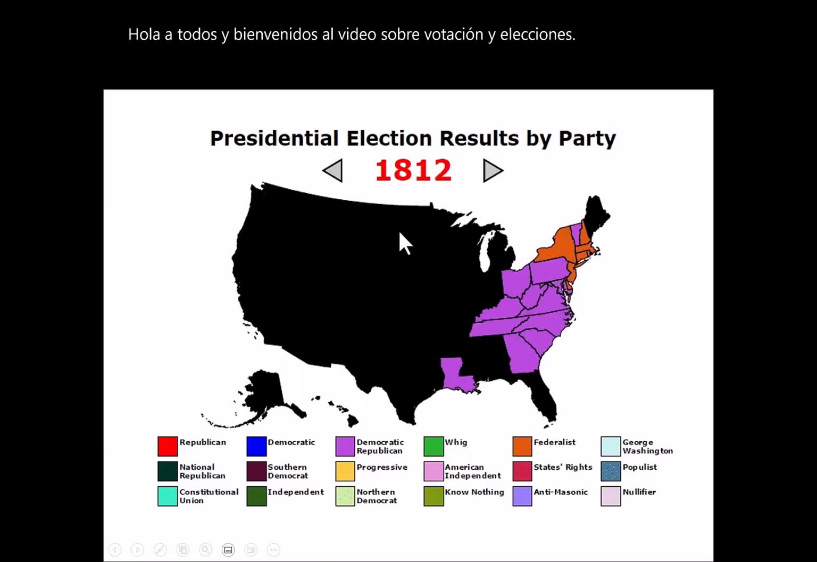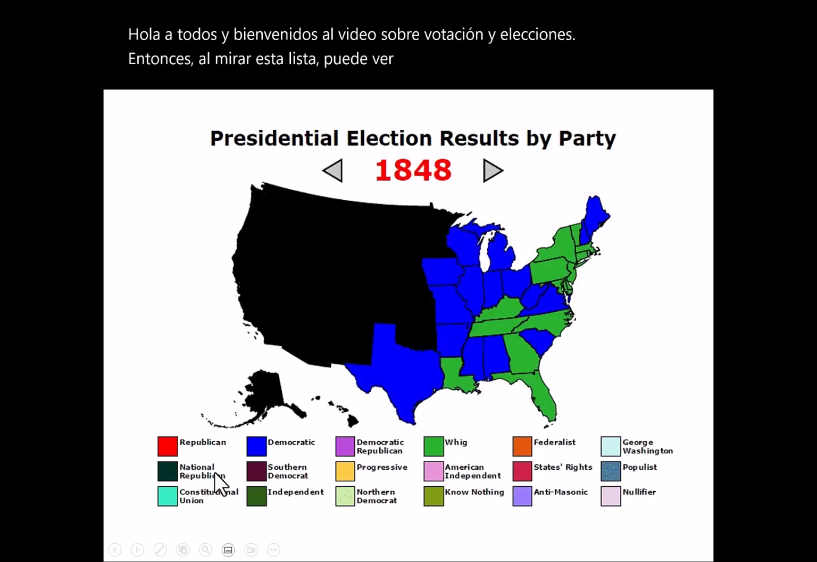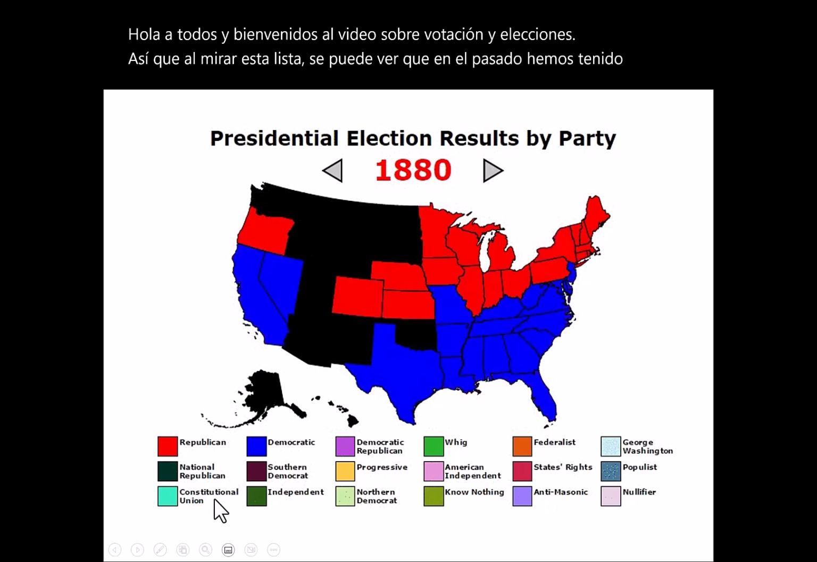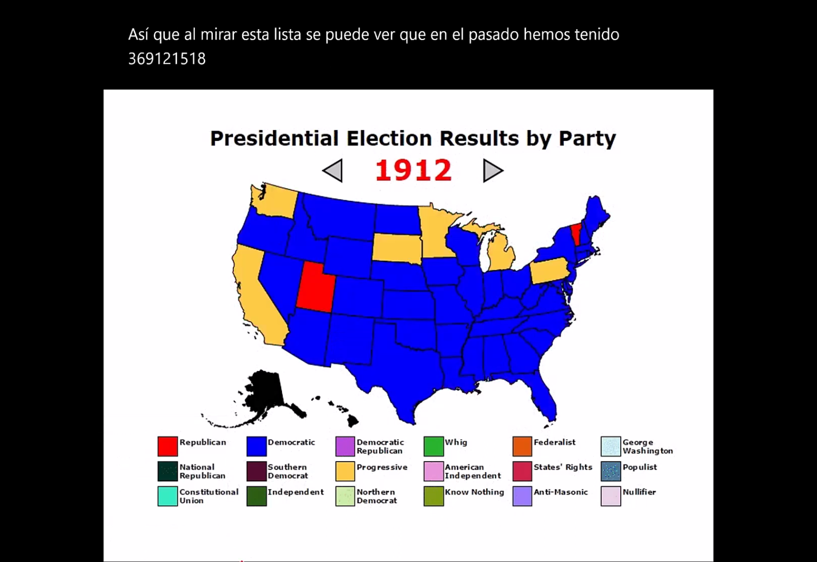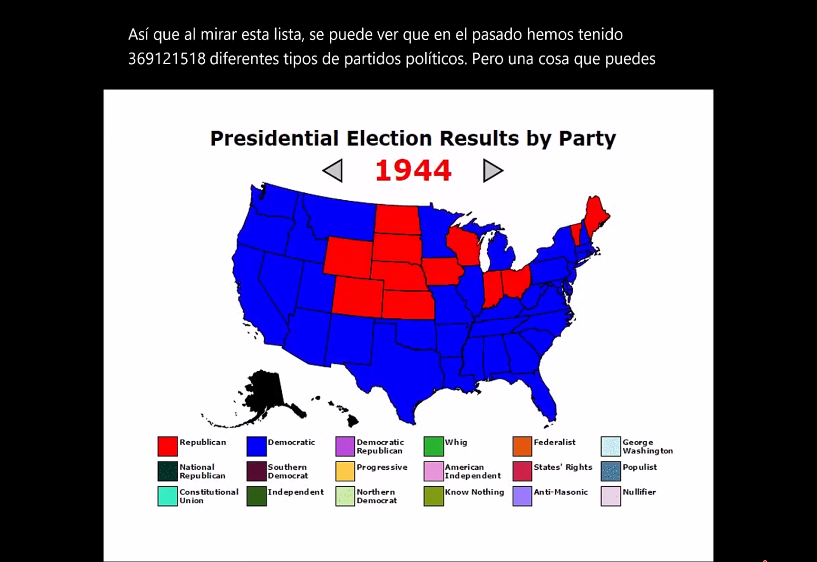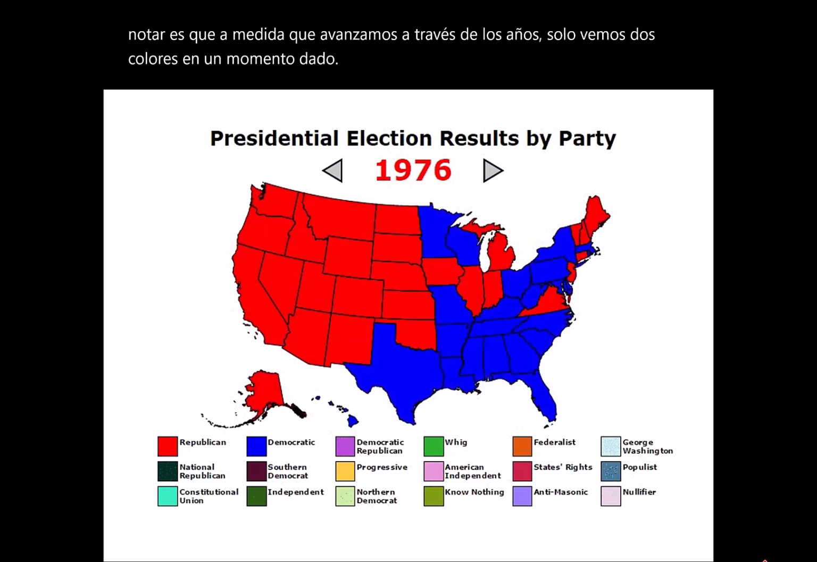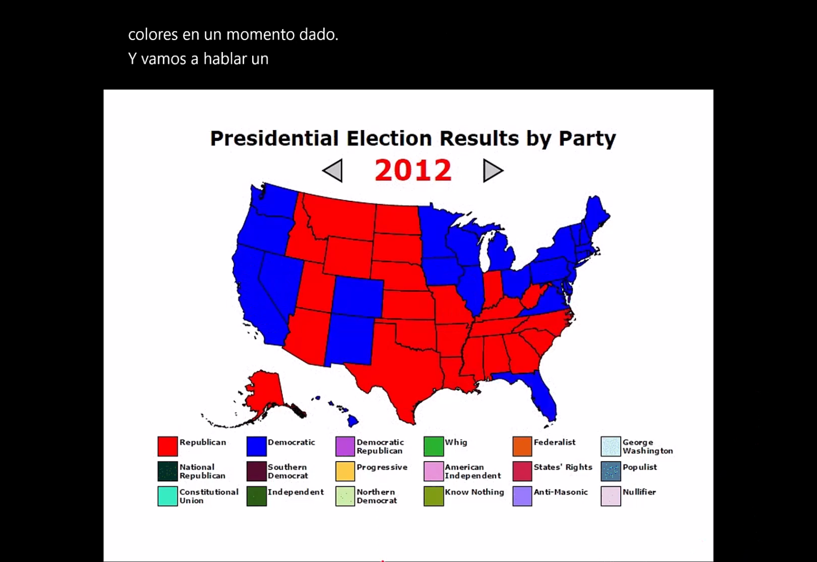So, as you look at this list, you could see that in the past we have had 3, 6, 9, 12, 15, 18 different types of political parties. But one thing you might notice is as we're going through the years, we only see two colors at any given time. And we're going to talk a little bit about why this is the case.